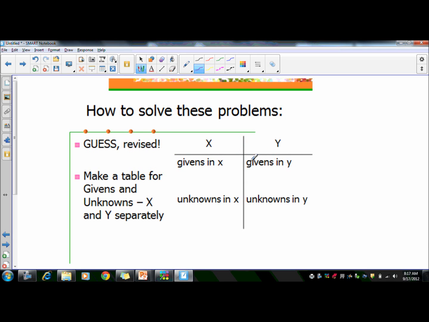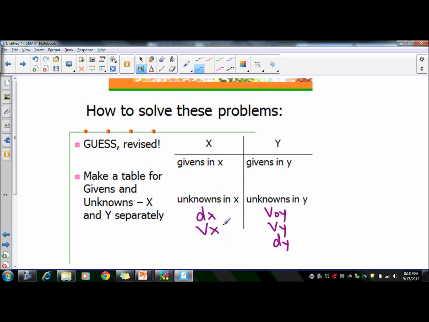So to solve these, it's the same principle. You're going to use your GUESS method, except now your givens and your unknowns are separated by a chart. So you have your givens in X, your givens in Y, your unknowns in X, and your unknowns in Y. Anything that has an X on it should be under this column. That would be dx, vx, and anything with a y on it should be in this column: V naught y, vy, dy.